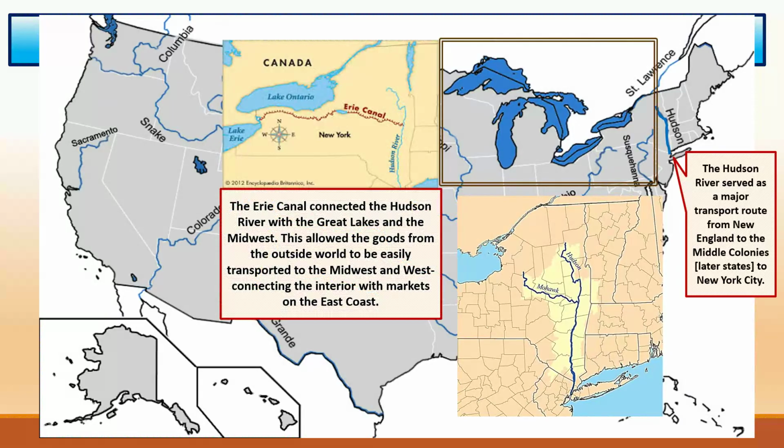This allowed the goods from the outside world to be easily transported to the Midwest, and for Midwestern goods to connect with the outside world via the Hudson River. So it connected those interior markets with markets on the East Coast. And this, of course, promoted a lot of trade. This is actually one of the reasons why New York becomes known as the Empire State, because it becomes a center of all this trade taking place not just on the East Coast, but in the Midwest as well.